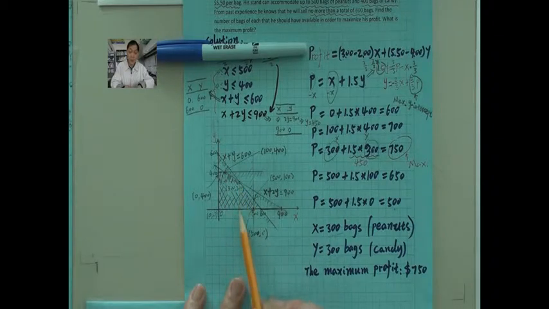From the picture, it's clear to see, but sometimes we don't have this nice picture. You got to find out the intersection between X plus Y equals 600, that's this line, and this line, which is X plus 2Y equals 900. You find out the solution of these two equations, it will end up with 300, 300. Okay, so solve for the system of equations.